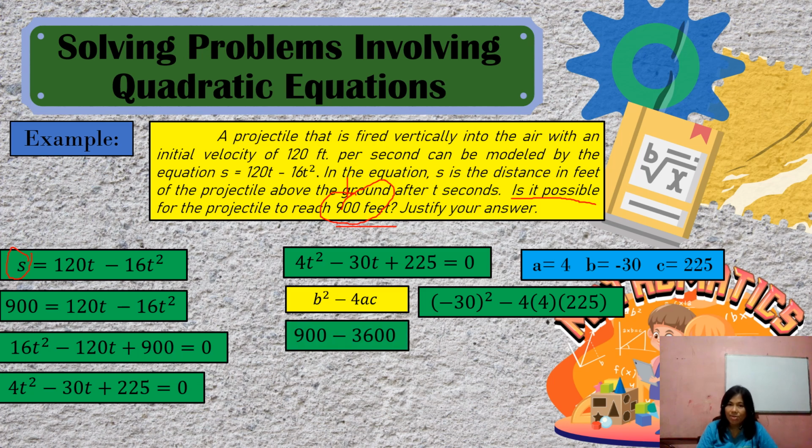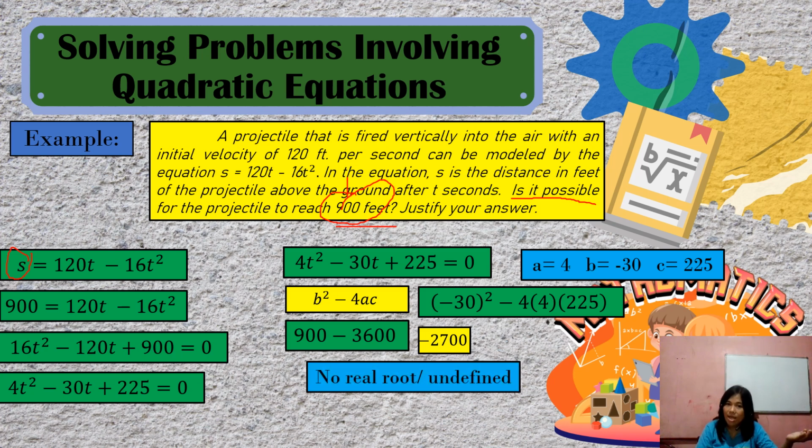Evaluate. 30 squared is 900. Negative 4 times 4 times 225. Please check, is it 3,600? Maybe I'm wrong, so please check. And then 900 minus 3,600 is definitely negative 2,700. Look back at our discriminant. The nature of this is actually no real root, or undefined, because it is negative.